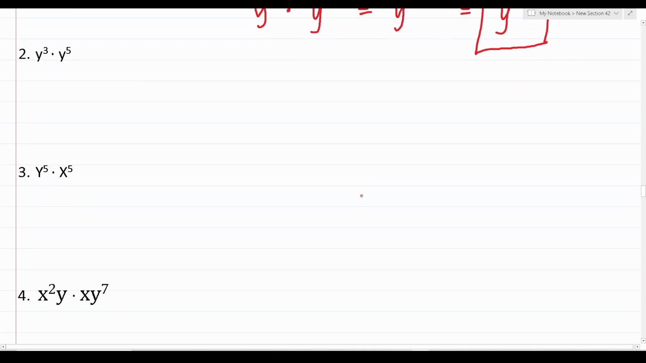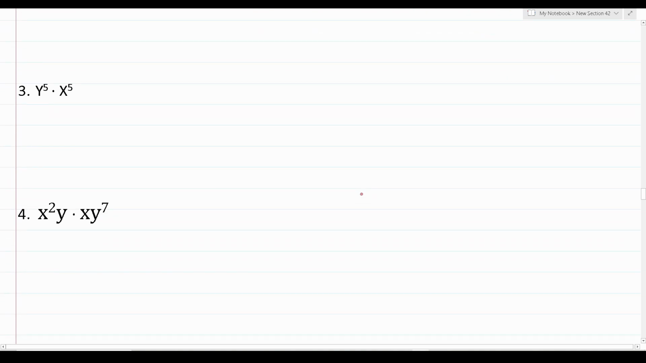All right, let's go ahead and take a look at number 3 now. I'm simply going to start by copying it off to the side here. So we have y to the fifth times x to the fifth. And in this case, we cannot use the product rule to combine the exponents because they don't have the same base. Again, in order to apply the product rule, you have to have the same base.